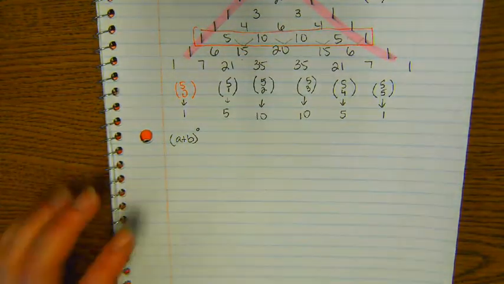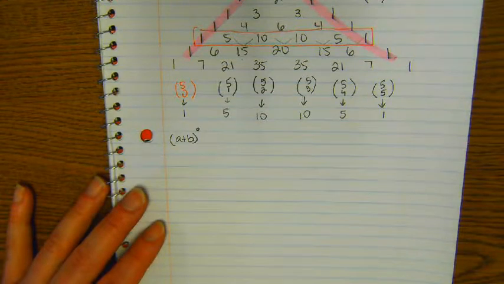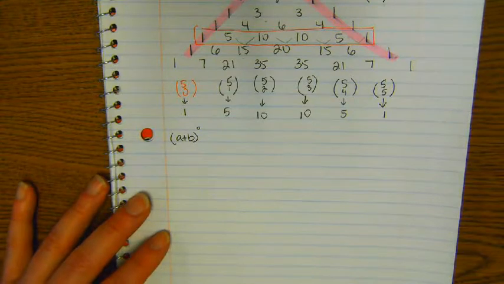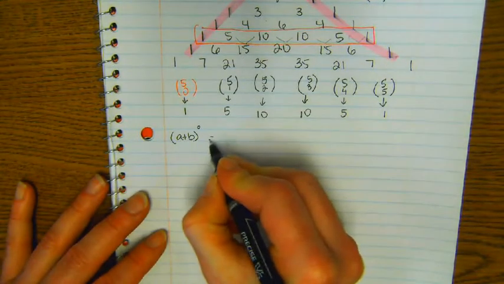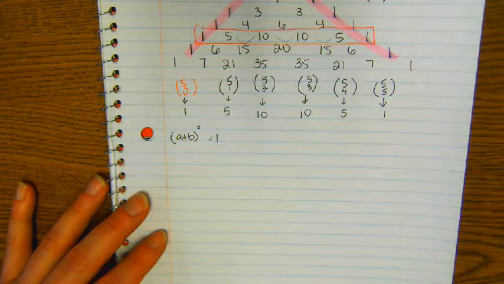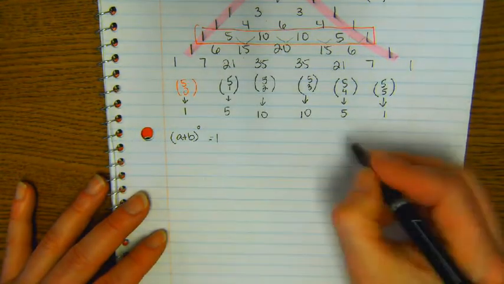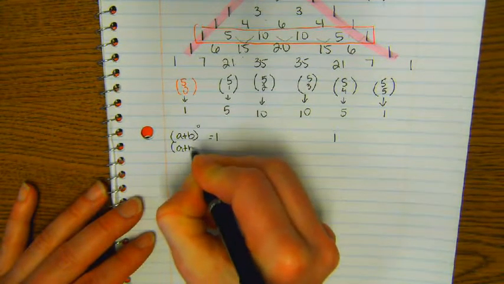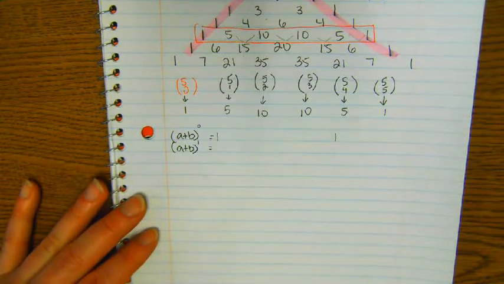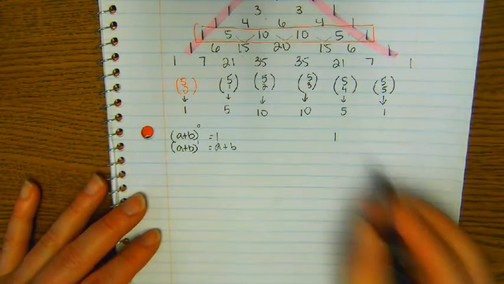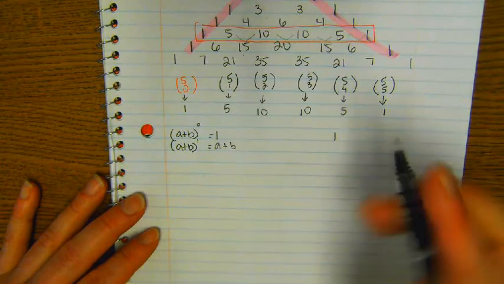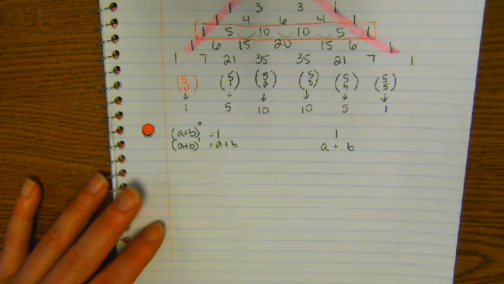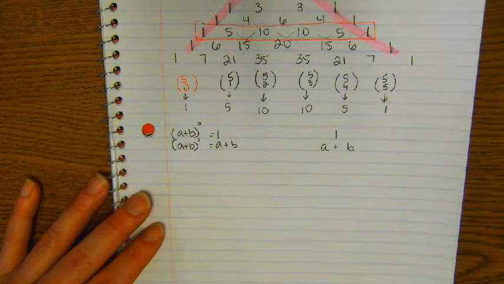What's anything to the 0 power? 1, right? Okay. I'm going to put that 1 over here. How about what's a plus b to the first power? A plus b. I am going to position that a plus b like I did with Pascal's triangle, and I'm going to point out to you what is the coefficient of a, even though I didn't write it down? 1. And what's the coefficient of b, even though I didn't write it down?